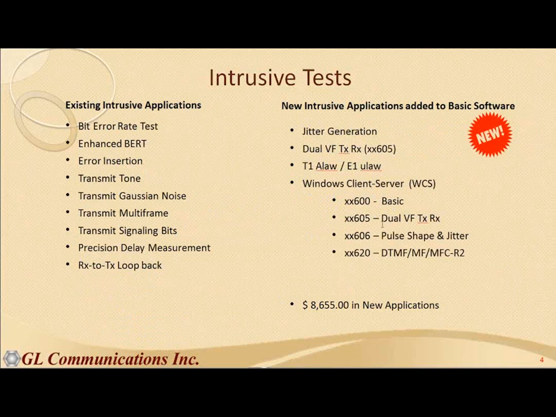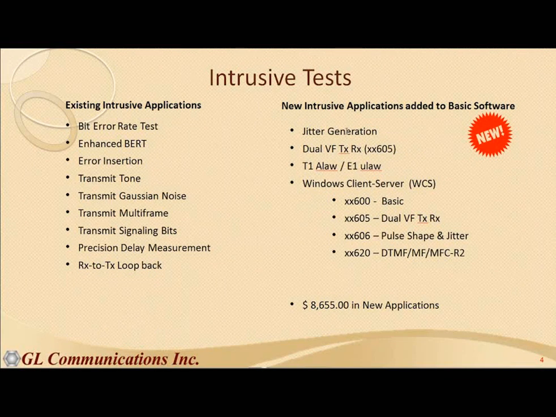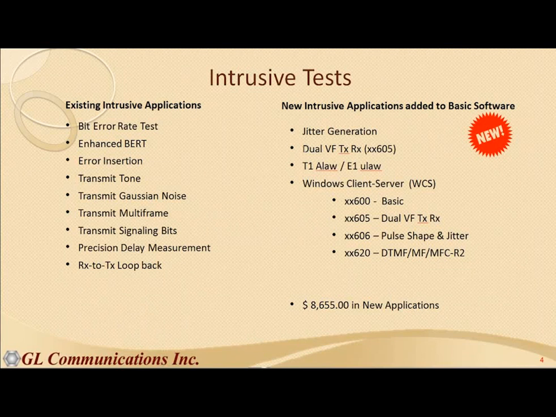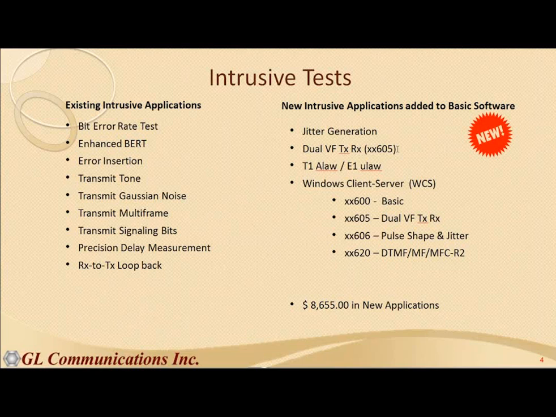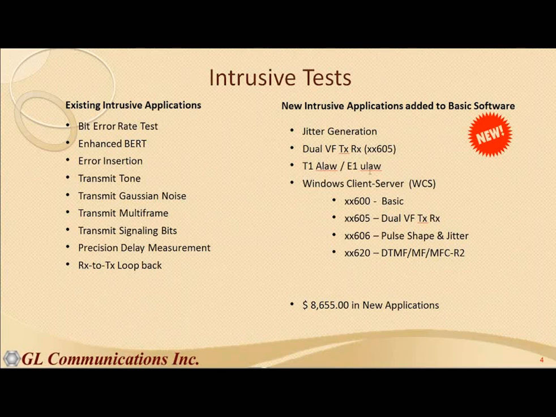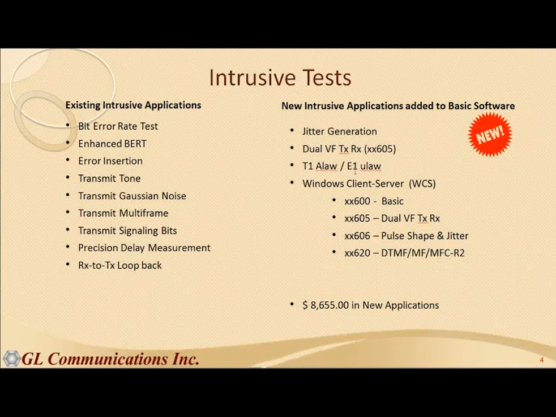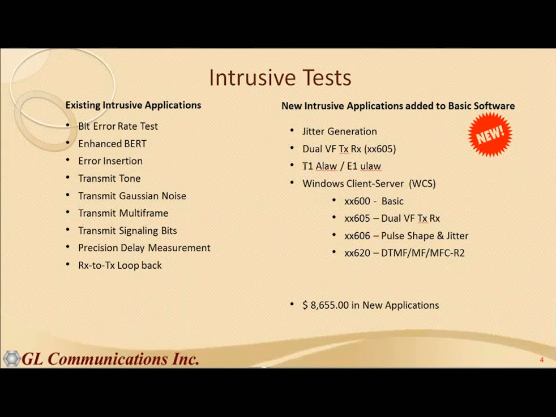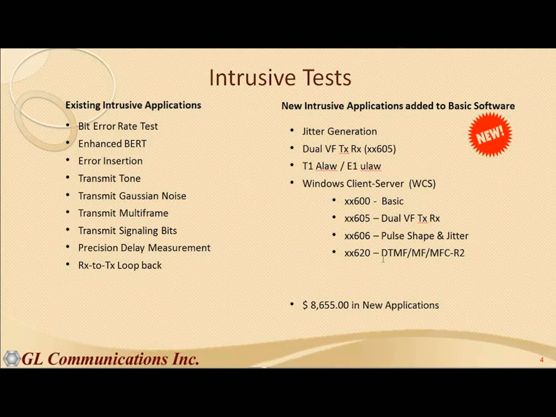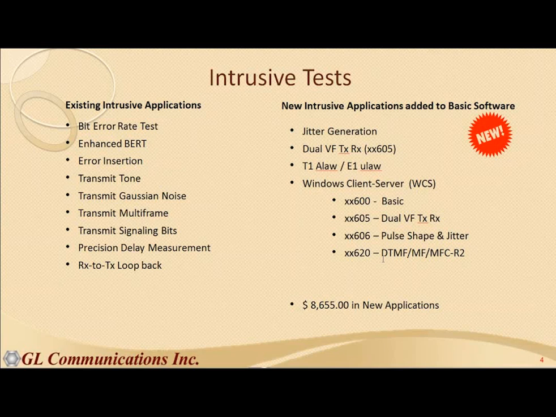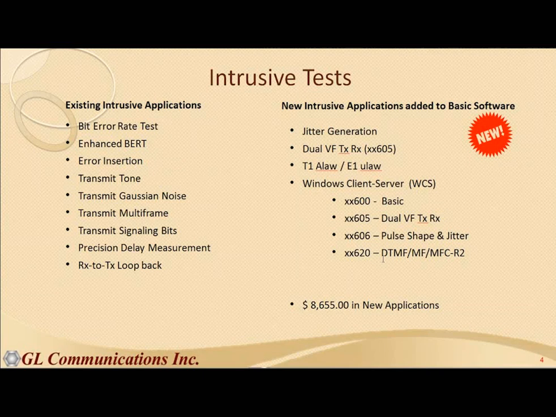And here we talked about jitter generation. We talked about the simple application for analog that allows analog interfacing and testing, very simple. We talked about T1 A-law, mu-law, T1 A-law, E1 mu-law, which is that strange application, and all of the Windows Client Server applications that do basically the same thing. So basically you're saying that many important special applications are given for free.